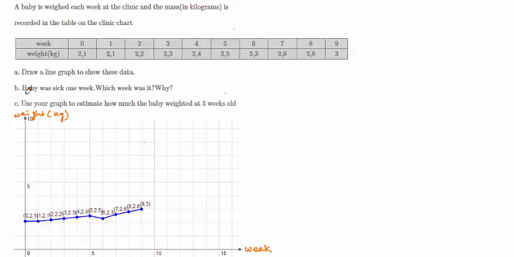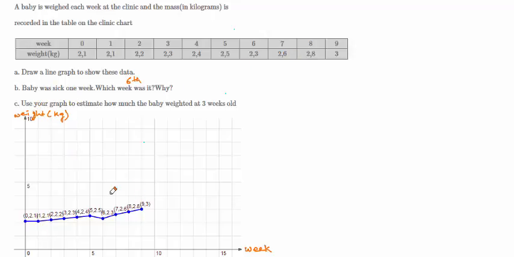Now let's look at part B. The baby was sick 1 week. Which week was it? Why? Well, if you look at the numbers on this chart, the weight of the baby keeps increasing, or at least stays the same, except for the 6th week. The weight has actually gone down from 2.5 in the 5th week to 2.3 kilograms in the 6th week. So we would say the baby was sick in the 6th week because the weight of the baby has gone down.